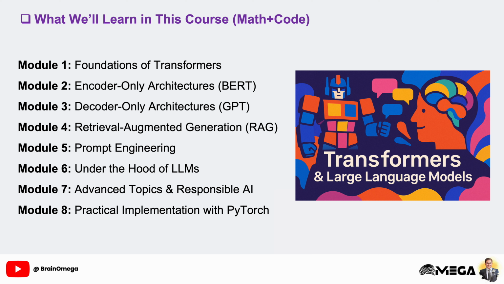Then, in Module 7, Advanced Topics and Responsible AI, we'll look at inference strategies such as greedy decoding, beam search, and probabilistic methods like top-K and top-P sampling. We'll explore scaling laws and the trade-offs between data, compute, and performance. Importantly, we'll also talk about model interpretability, explainability, and the critical issues of bias, fairness, and responsible AI use. And of course, we'll end by looking at the future of transformer architectures.